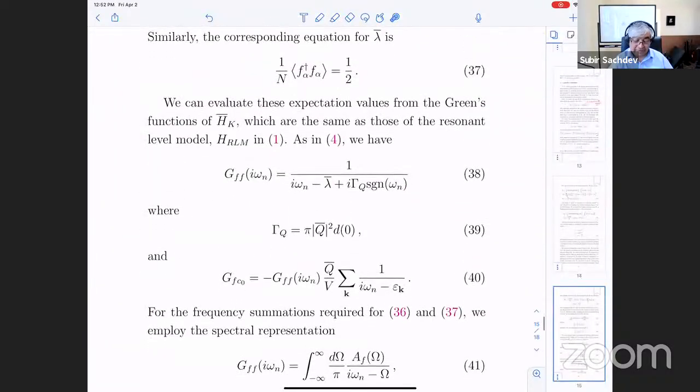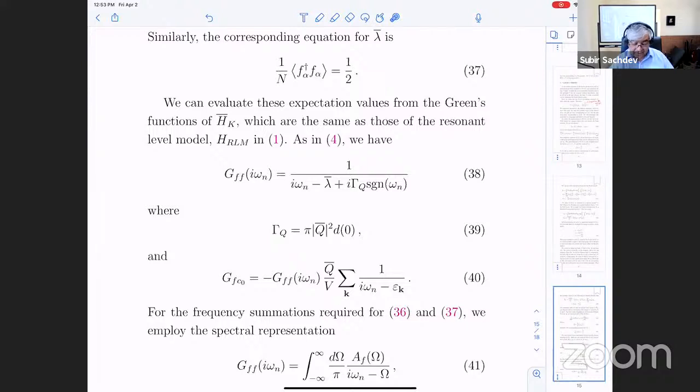For example, you may remember in the resonant level model, on the impurity side, the imaginary part of the Green's function was a Lorentzian. So there was a lifetime for the resonant level, which I called gamma then. Now I call it gamma Q. Previously, by Fermi's golden rule, gamma was pi times W squared times the density of states. Now gamma is pi times Q squared times the density of states.